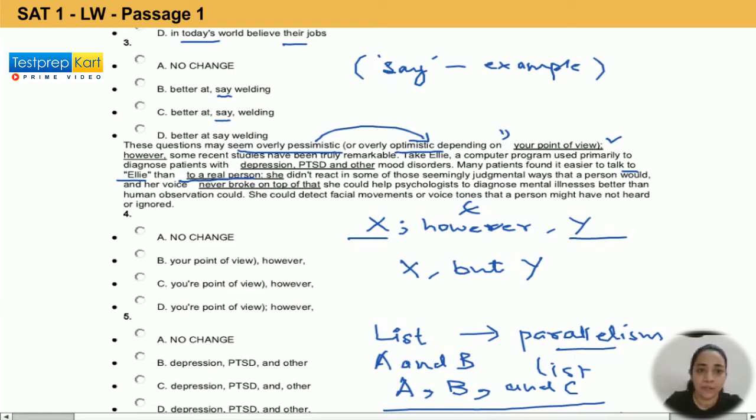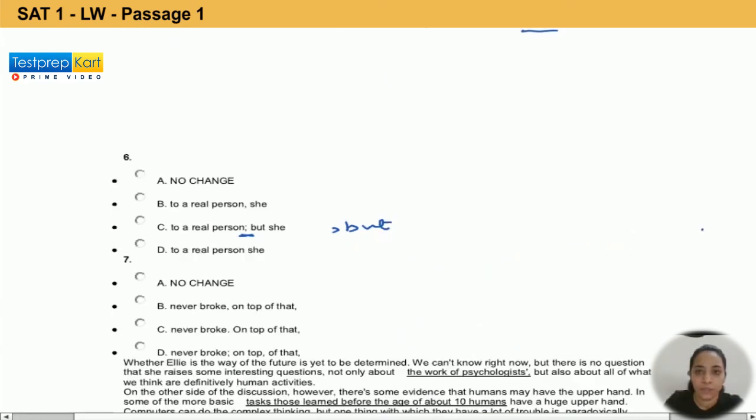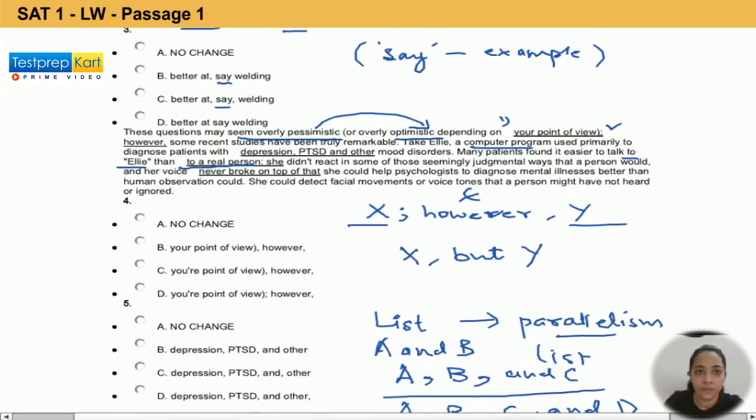So here, Ellie, that to a real person. Then we have colon. She didn't react. So the first part tells us why people find it easier to talk to Ellie, which is a computer program. The second part expands on it: she didn't react in some of those seemingly judgmental ways that a person would, and her voice never broke. This is the second part. So let's go through the first one. Here we saw that we have colon, which looks fine because the second part is expanding on the first.